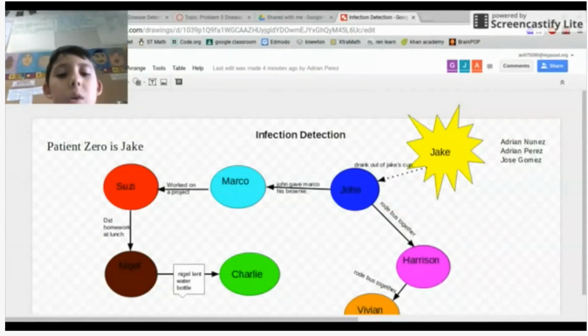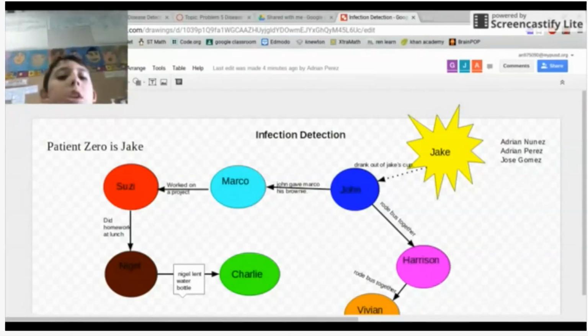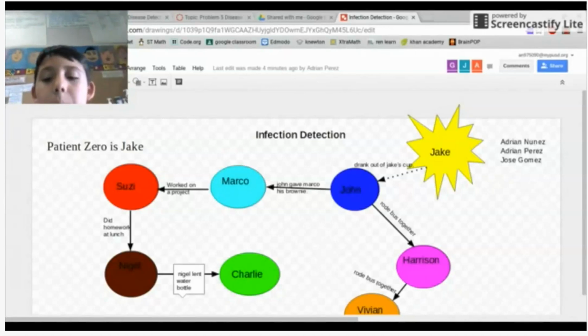But Charlie didn't infect anyone, so then Susie went and infected Marco by working on a project with him. Then Marco ate John's brownie, and John was already sick.